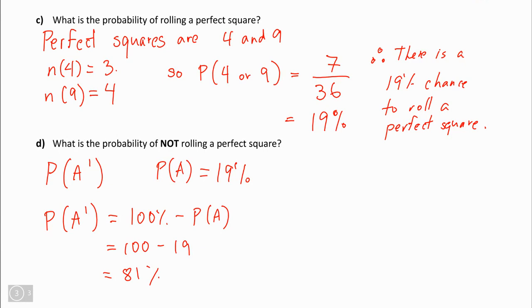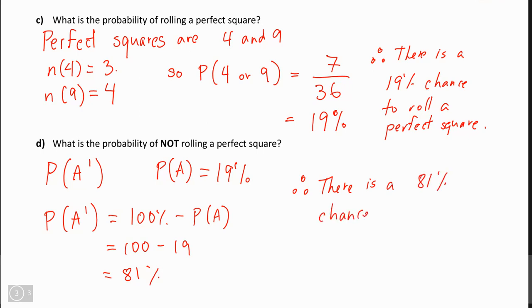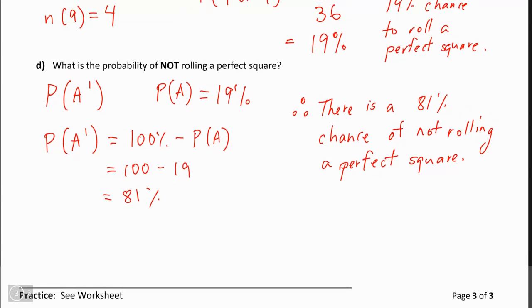Okay, so therefore, there is an 81% chance of not rolling a perfect square. Okay, and that's our lesson for theoretical probability 1.2.